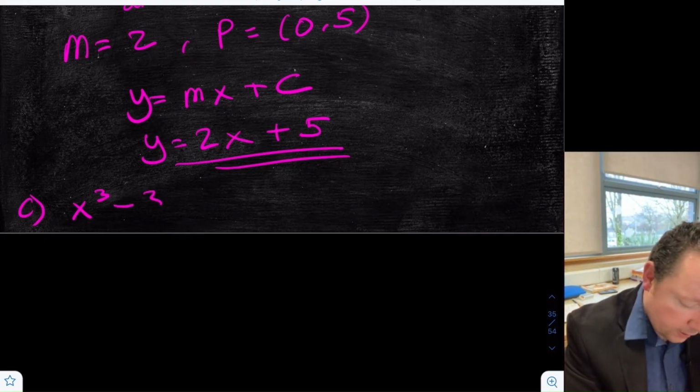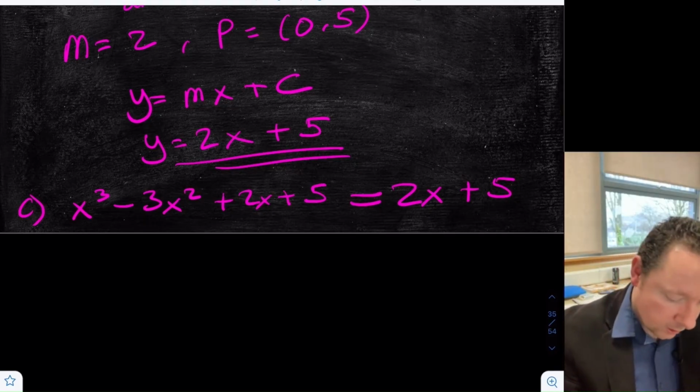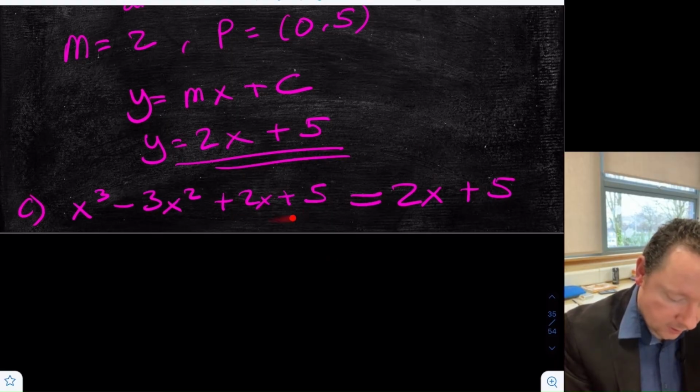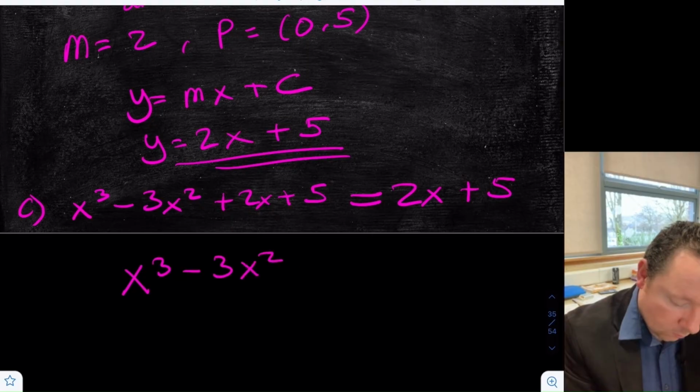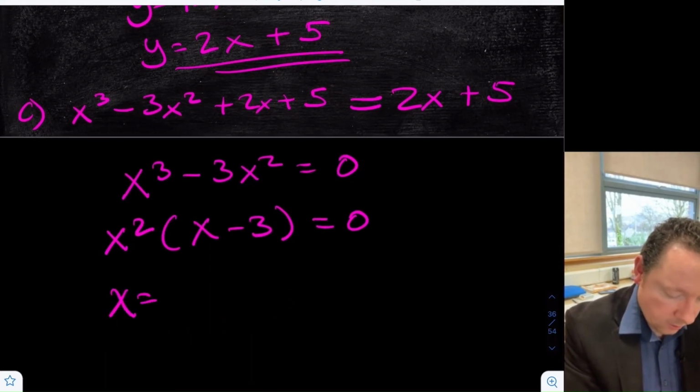x cubed minus 3x squared plus 2x plus 5 was our curve. It's equal to 2x plus 5 at points of intersection. So we can solve that quite easily. If we take it over, minus 2x minus 5, they disappear. So that just leaves me with x cubed minus 3x squared equals 0. Common factor of x squared, so you get x squared times x minus 3. So that means x squared equals 0, so x equals 0, or x minus 3 equals 0, so x equals 3.